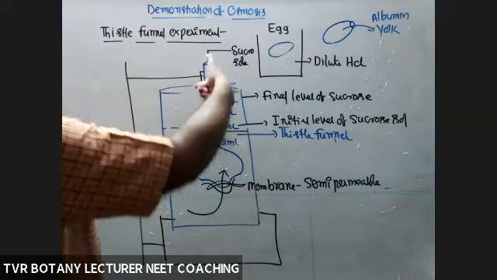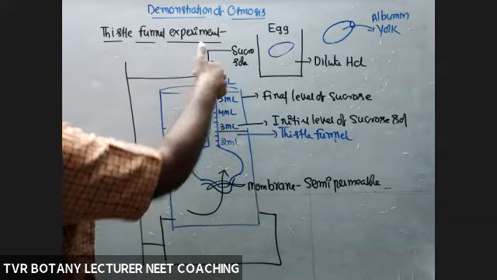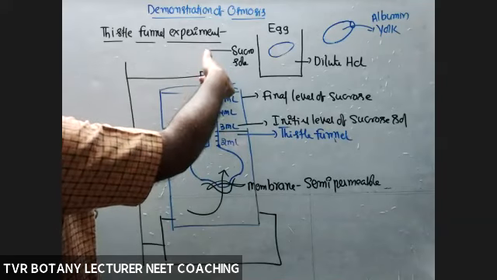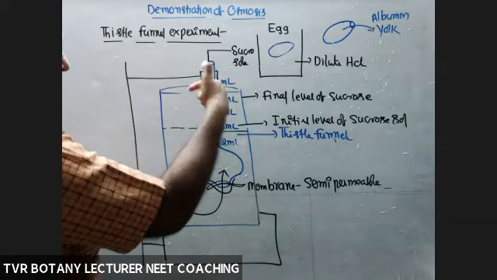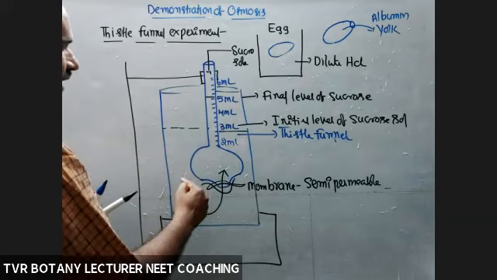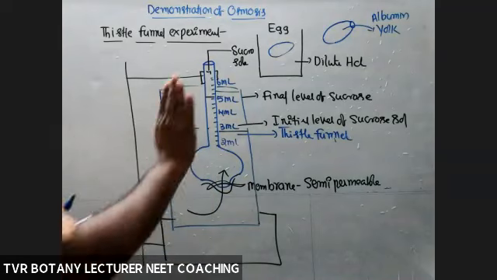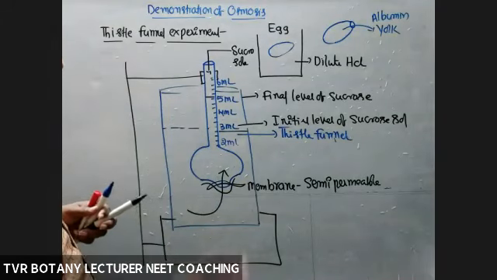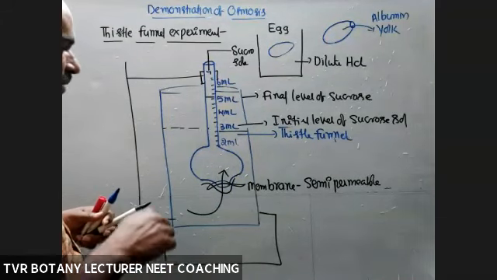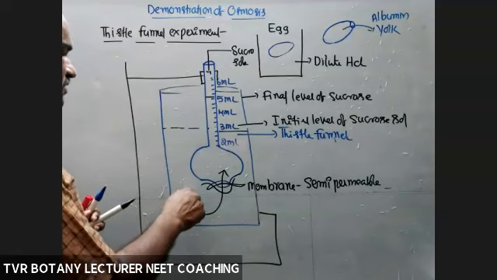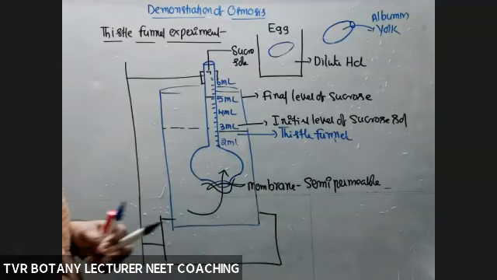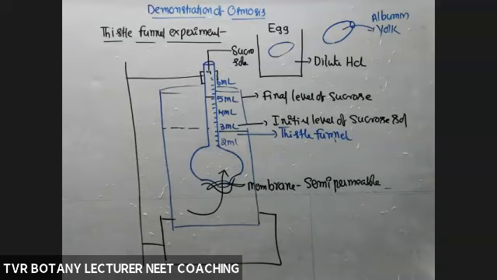Or even before equilibrium, if the mouth is closed with a thumb, it is able to create some pressure that will stop entry of water molecules into thistle funnel. Okay, so simply, what is osmotic pressure? Pressure required to stop entry of water molecules into thistle funnel. So here osmotic pressure value is equal to solute potential value, but sign is different, numerical is same.